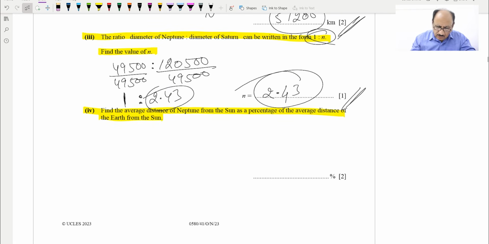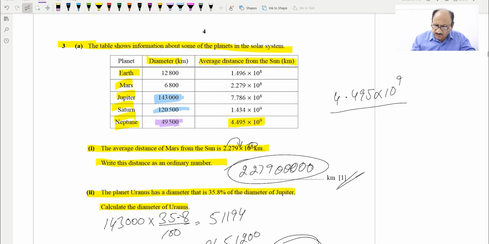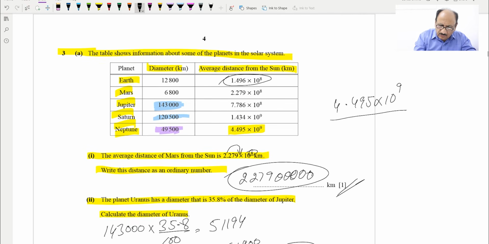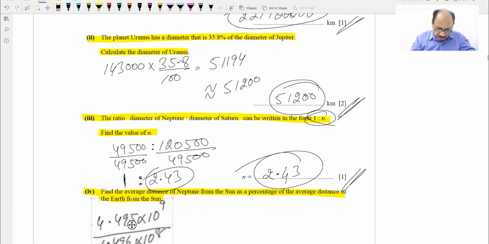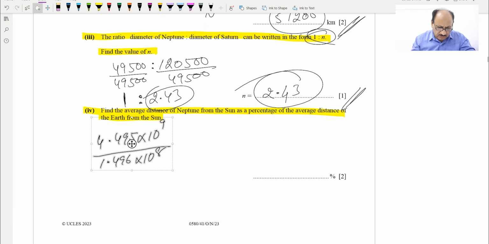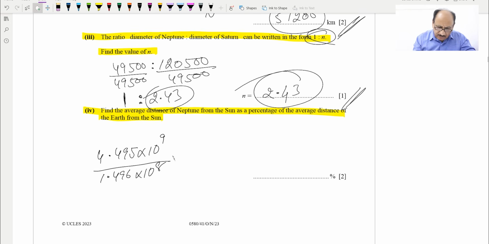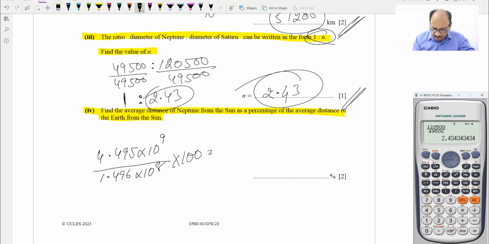So as a percentage of Earth from Sun. Okay, so Earth from Sun will be this one. So we can write 1.496 into 10 raised to the power 8, and this is what we need to transfer, and we can transfer this at the proper location over here.